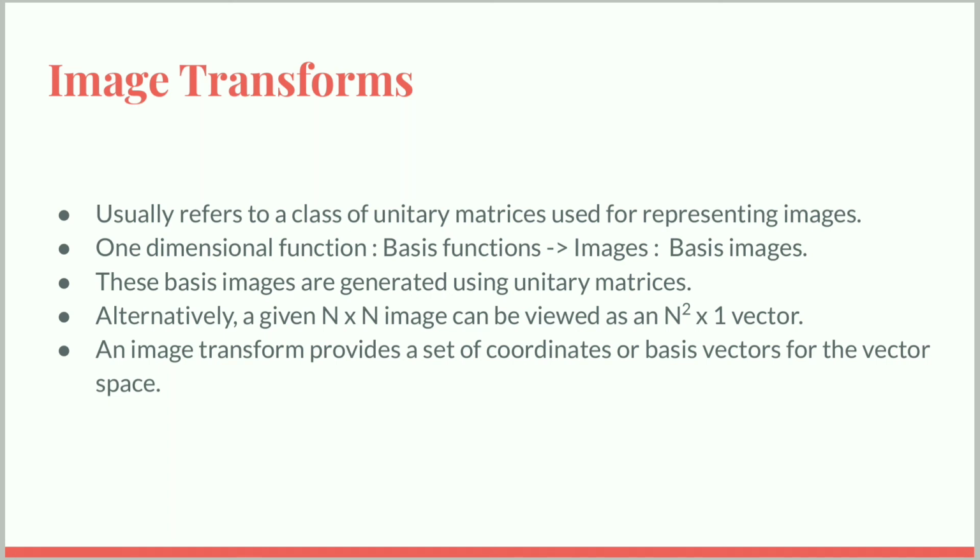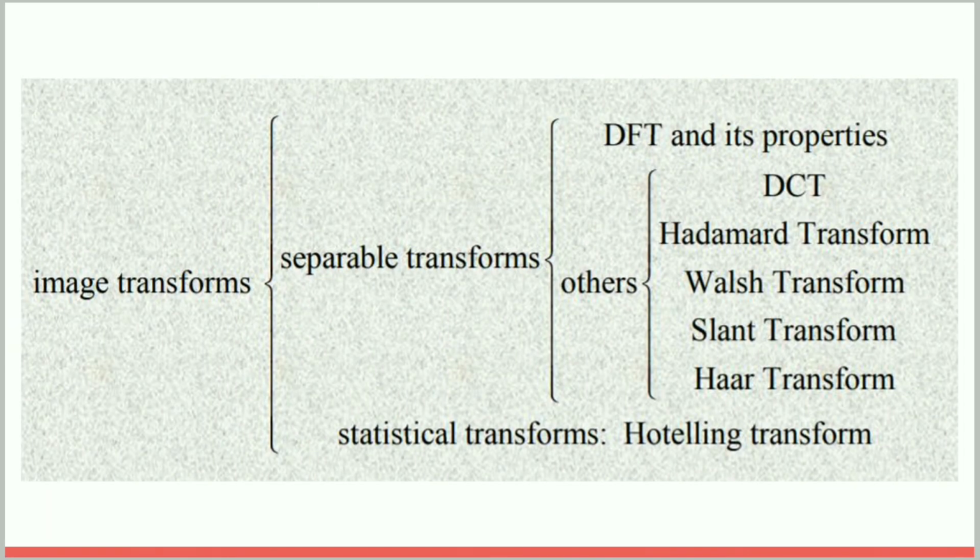Suppose you have an n by n image. Using image transformation, this image can alternatively be represented or viewed as an n square by 1 vector. What an image transform basically does is provide a set of coordinates or basis vectors for the vector space. These are examples of various image transforms. Image transforms are mainly classified into separable transforms and statistical transforms. An example of a statistical transform is the Hotelling transformation. For separable transforms, there are various examples: DFT, DCT, Hadamard, Walsh, Slant, Haar, to name a few.